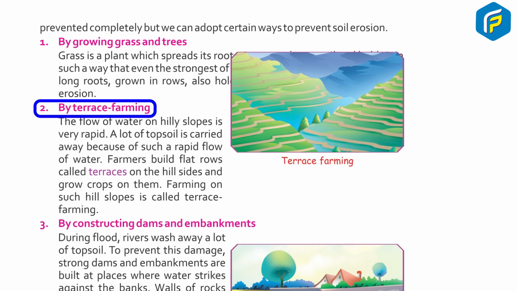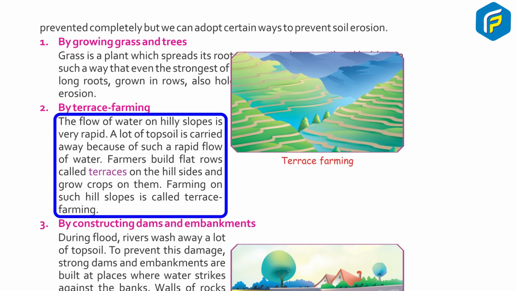2. By terrace farming. The flow of water on hilly slopes is very rapid. A lot of topsoil is carried away because of such rapid flow. Farmers cut steps called terraces on the hillside and grow crops on them. Farming on such hill slopes is called terrace farming.